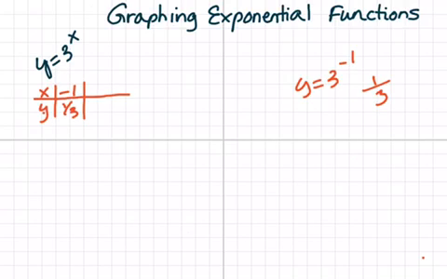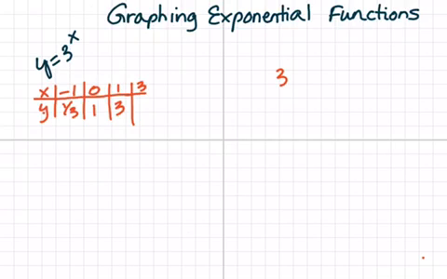All right, let's say when x is 0. Remember, anything to the 0 power is 1. So when x is 0, y is going to be 1. How about when x is 1? What will y be? 3. Let's say when x is 3, what will y be? Well, 3 to the 3rd power means 3 times 3 times 3, and that's going to equal 27.